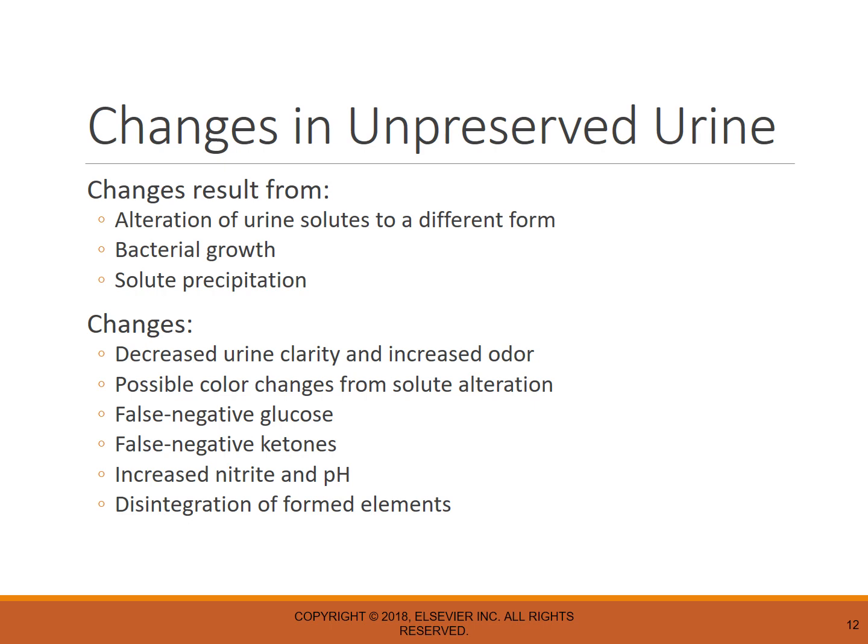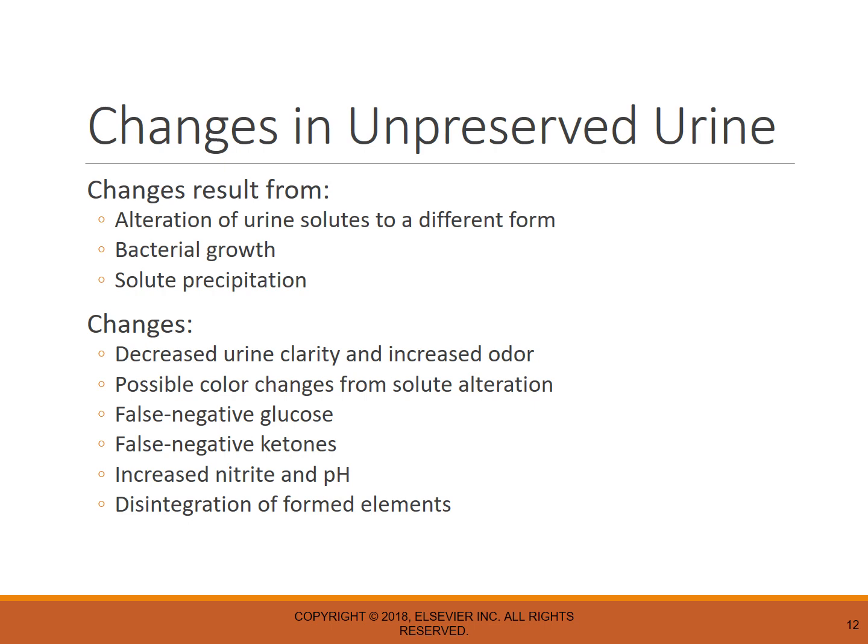These changes can affect any physical, chemical, or microscopic examination of the urinalysis. Changes in the physical exam result in alterations of urine solutes to a different form, resulting in a color change. Bacterial growth causes an increased odor because of metabolic proliferation of bacteria, and solute precipitation in the form of amorphous materials decreases the urine clarity. Individual components of the chemical exam, for example glucose or pH, can also be affected. Most often these changes result in removal of the chemical entity by various mechanisms, leading to false negative results.